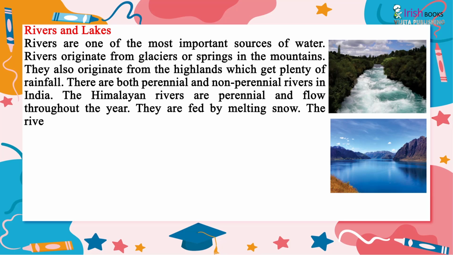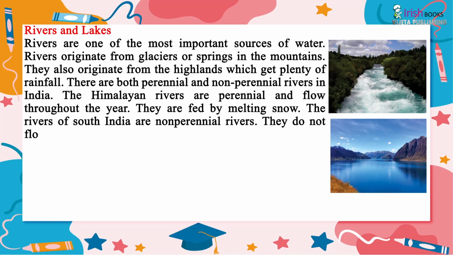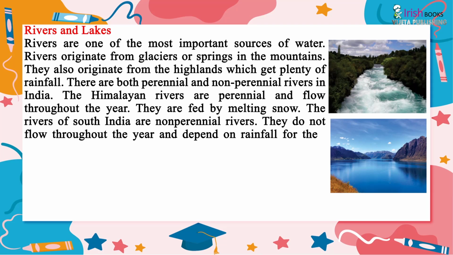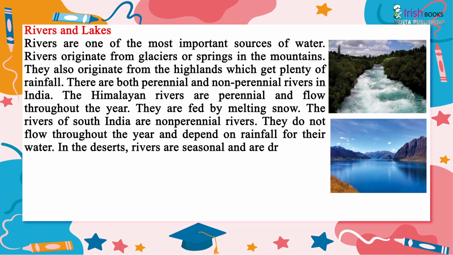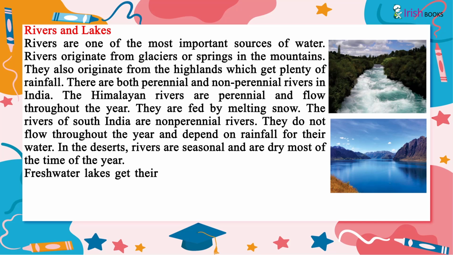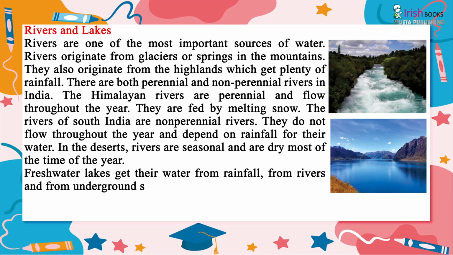They are fed by melting snow. The rivers of South India are non-perennial rivers. They do not flow throughout the year and depend on rainfall for their water. In the deserts, rivers are seasonal and are dry most of the time of the year. Freshwater lakes get their water from rainfall, from rivers, and from underground springs. Ponds are also filled by rain.